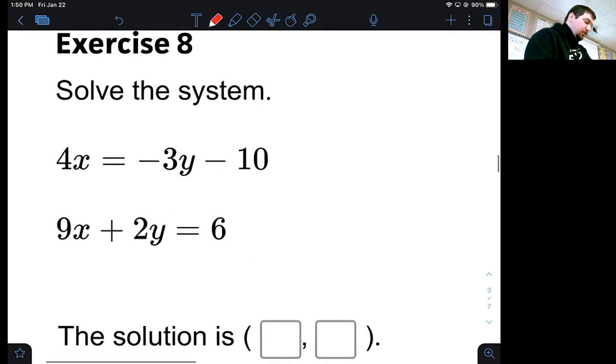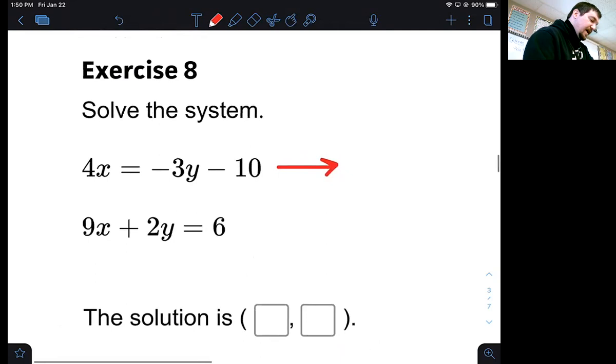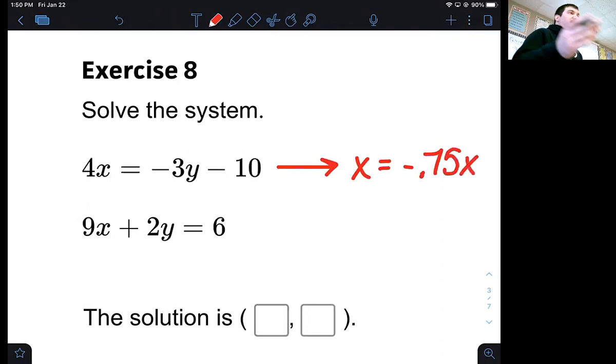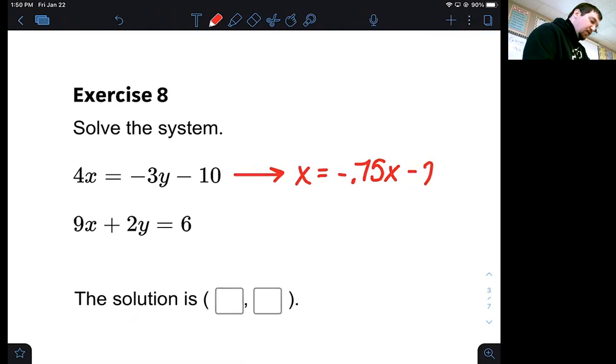If you did substitution, your easiest method is to go ahead and divide everything by 4 here to get x by itself. That's going to give you -3/4 or -0.75x. I'm not graphing this, so I don't need to write it as a fraction. And then -2.5. Then you would simply plug that in for the x right there. Could do that.